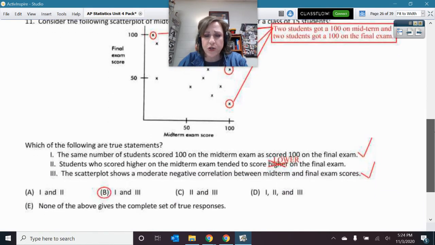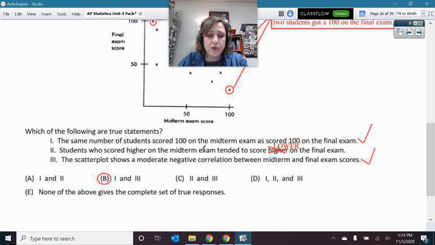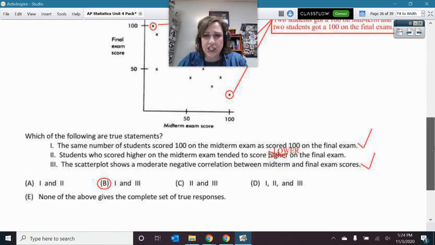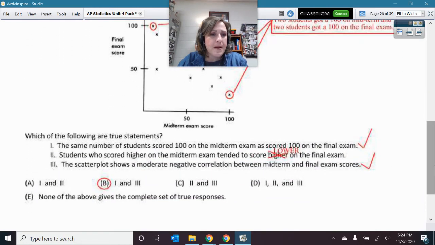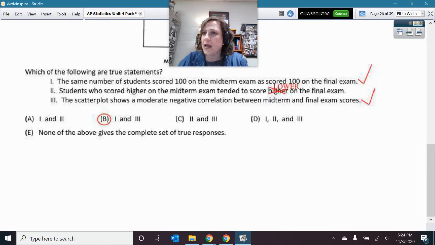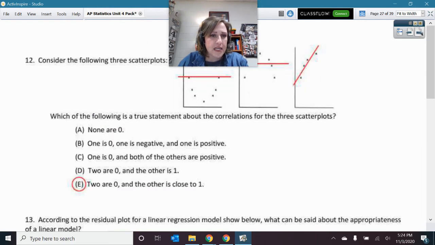So statement 1 is true, same number. Students who scored higher on the midterm generally did lower on the final because, see, that's that negative. As X is increasing, the Y is decreasing. That's that negative relationship. So then a moderate negative is true.